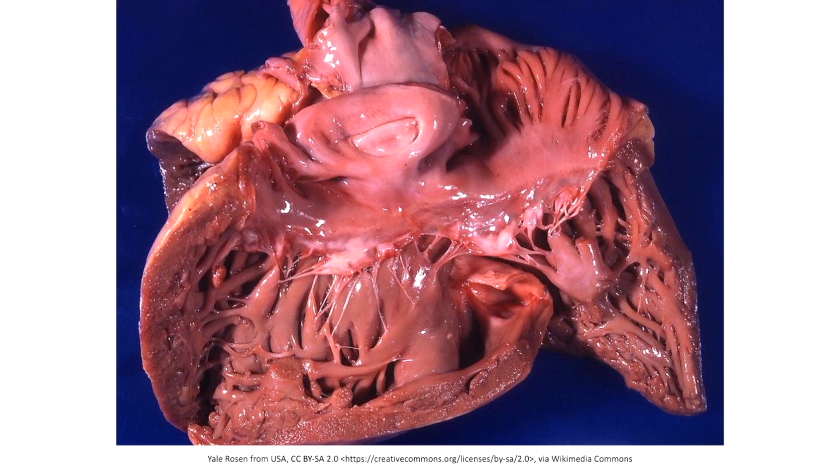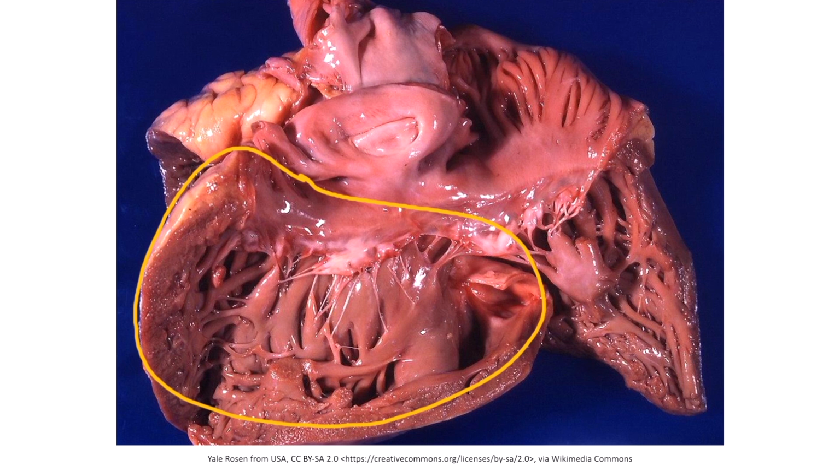Here is a gross image of a heart showing right ventricular hypertrophy. As a result of long-standing hypoxic pulmonary vasoconstriction, also referred to as cor pulmonale. Take a minute to appreciate that while the right ventricle is hypertrophied and dilated, the left ventricle appears normal in size, which is consistent with cor pulmonale.